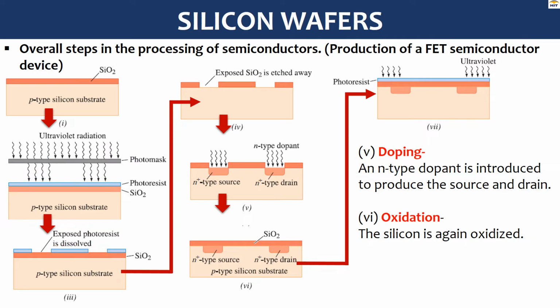Then the sixth stage is actually called doping. Okay, so we started with the P type of a silicon substrate, and now we introduce doping by an N type of a dopant. That is what we introduce here on the etched or exposed silicon surface. So we introduce here an N type of a dopant where there is a source and where there is a drain.